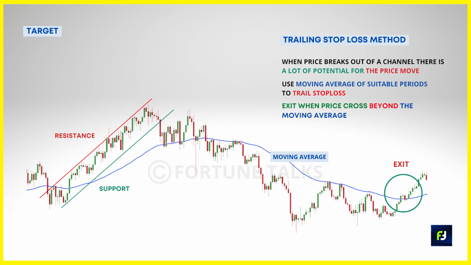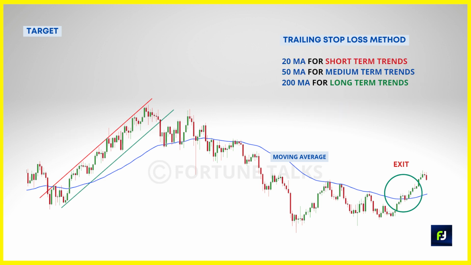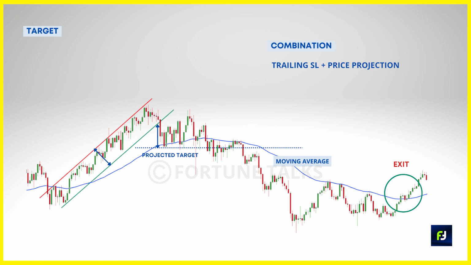You will exit the trade only when the price crosses the moving average. So for short-term trends, you can use 20-period moving average. For medium-term trends, you can use 50-period moving averages. And for longer-term trends, you can use 100 or 200 moving averages. But it is always a good practice to use a combination of both price projection and trailing stop loss methods so that you will be able to lock in profits whatever the outcome is.